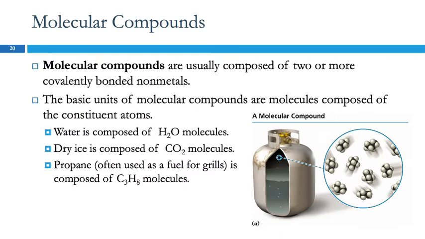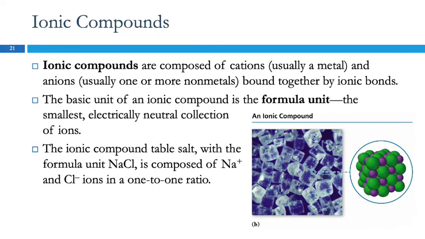Molecular compounds are usually going to have 2 or more nonmetals that are covalently bonded. So these contain molecules with atoms of those elements. We've looked at water before. Dry ice contains CO2 molecules. Propane, like the propane in your gas grill, is C3H8, and here's a space filling model of propane. So we have individual molecules.